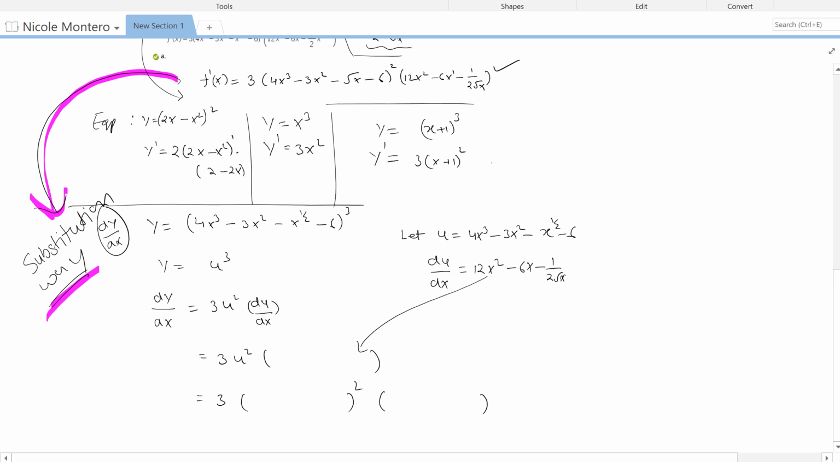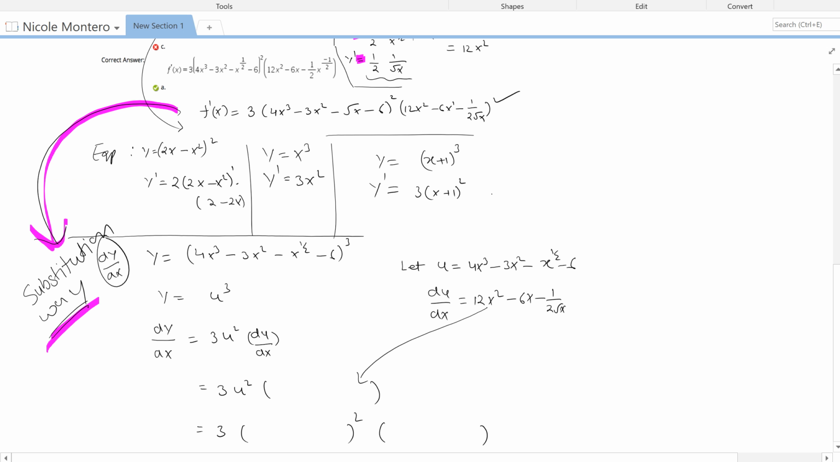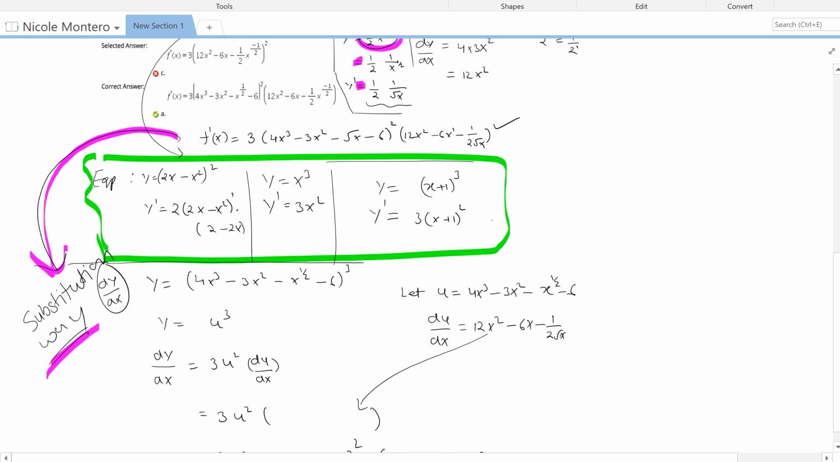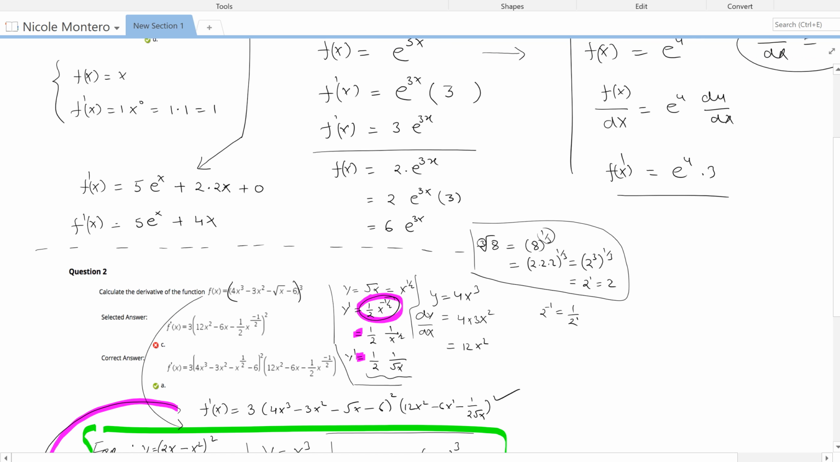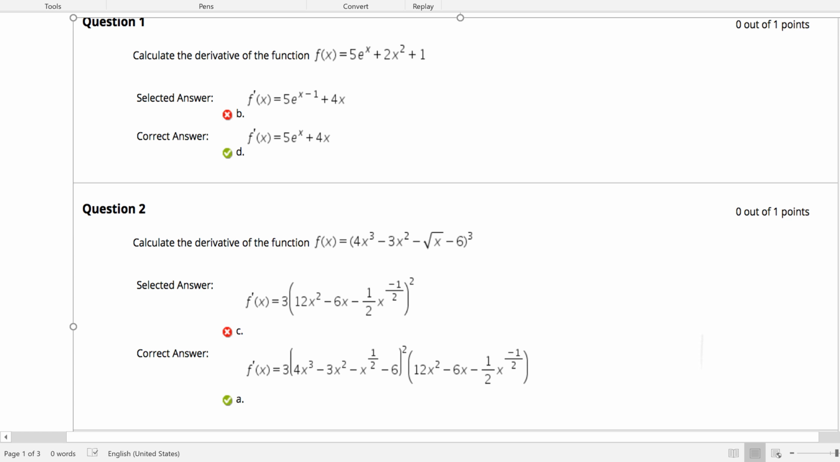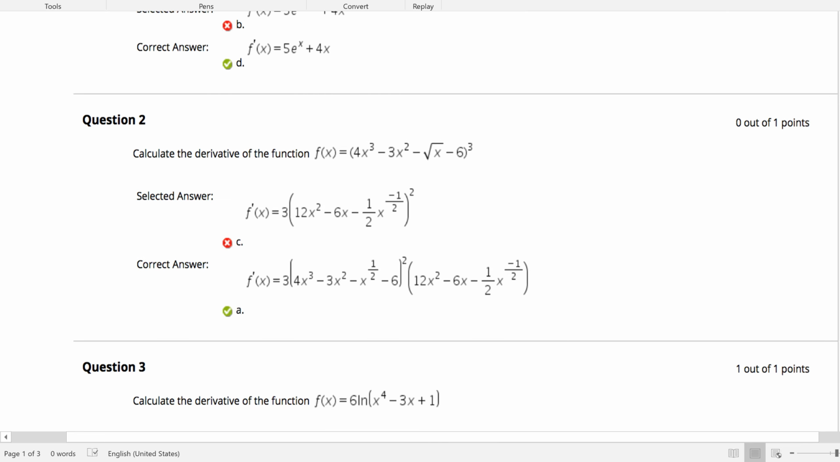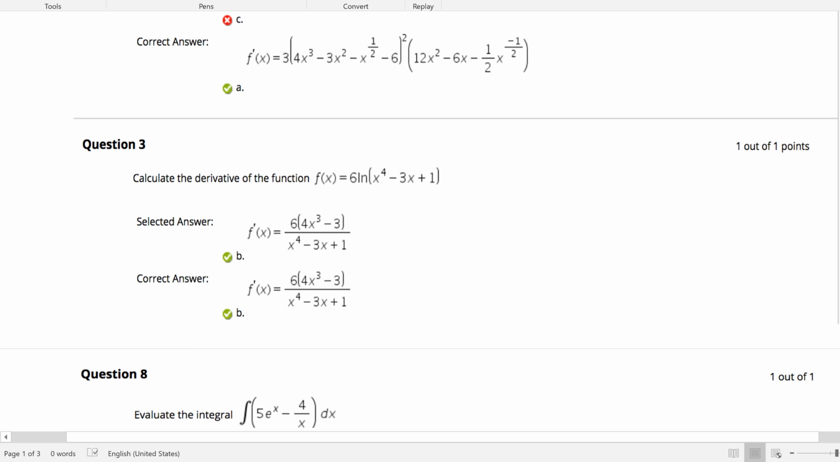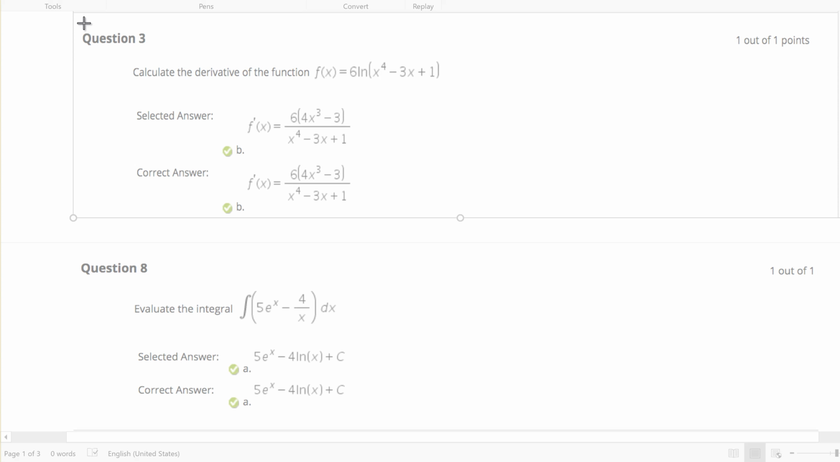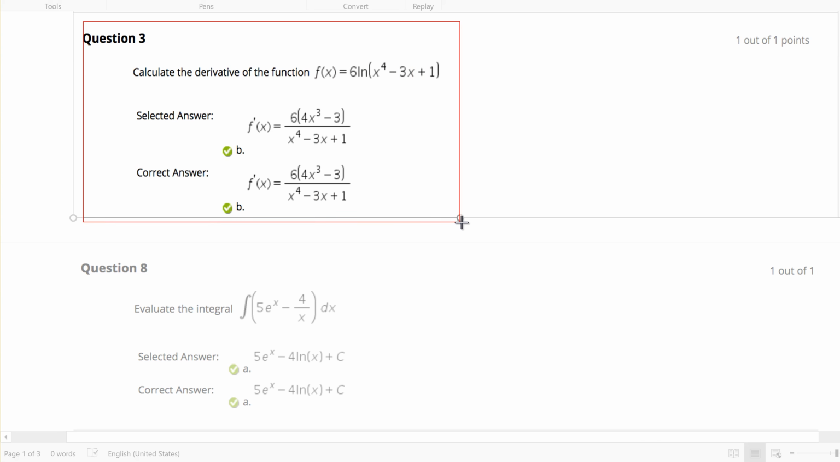I hope that makes sense to you. Yeah, Nicole. It makes more sense. Good. So these examples, it's gonna be helpful if you review all of them. And all right, so that was number 2. Let me open the second page. So that one, it looks like I got it right, but I don't really understand. All right, we'll go over that.